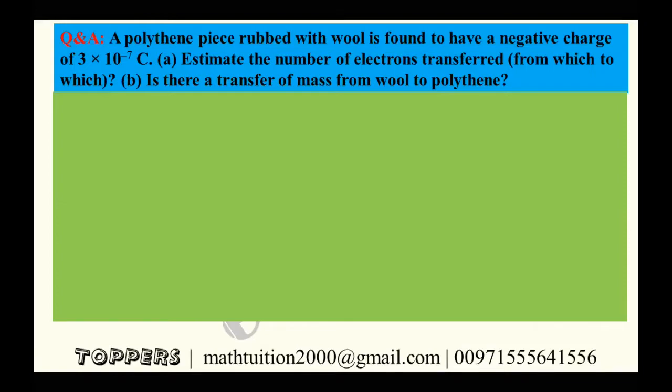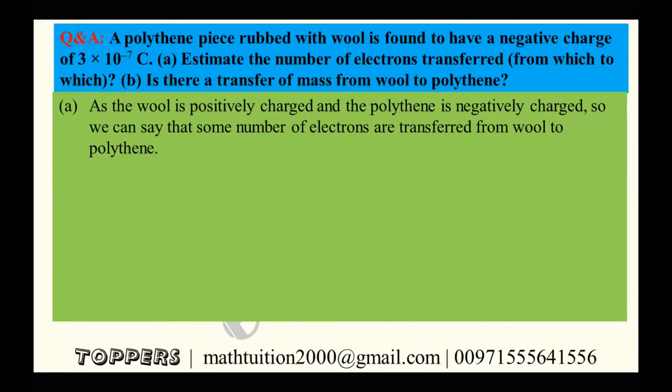Let us discuss the answer. As the wool is positively charged and polythene is negatively charged, we can say that some number of electrons are transferred from wool to polythene, because wool is positive, it is losing electrons. And polythene is negatively charged, so it gains electrons. So electrons transfer from wool to polythene. Polythene gained electrons.